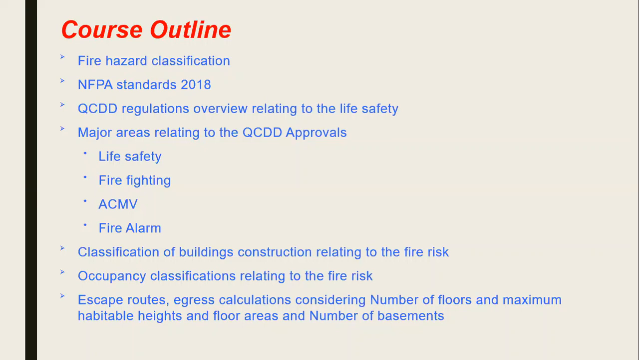especially for life safety systems, and the major QCDD approvals for life safety, firefighting, automatic air conditioning, mechanical ventilation, and the fire alarm. We will cover the classification of building construction rating for fire risk, and the occupancy classification relating to fire risk. The main topic is escape routing and egress routing, how to calculate it, and how to calculate the number of floors, the maximum habitable heights of the buildings, the number of basements, etc.